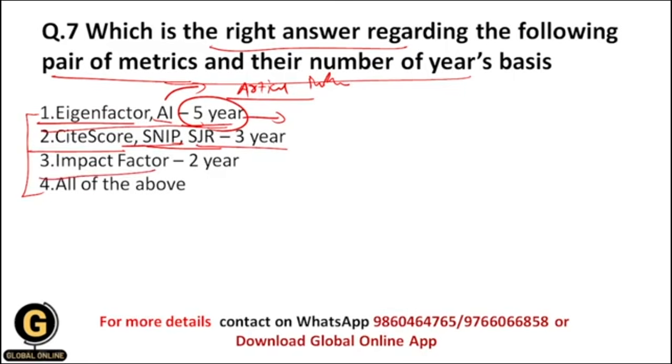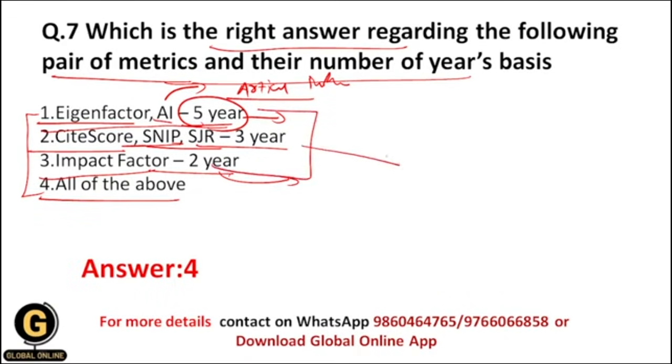Impact factor, again 2 year. Okay, so here it means that impact factor is going to track the citations for preceding 2 years, and all of the above. So students, if we see all of these options, then you will understand that your correct answer is all of the above, because all of these options are correct. It means that eigenfactor and article influence are going to track citations for preceding 5 years, and this is true. Basically this is the definition of these journal metrics.